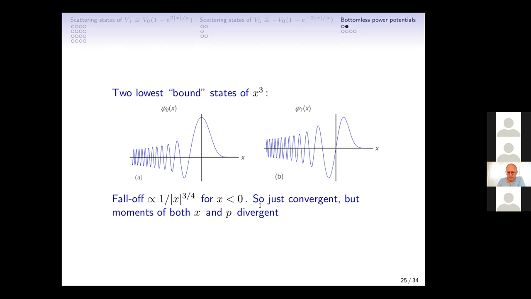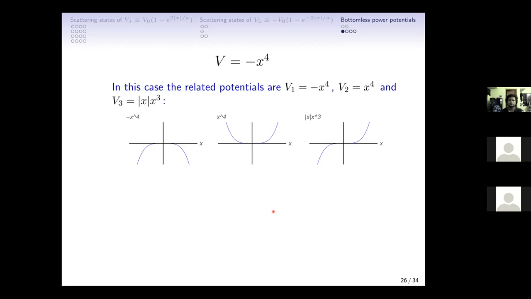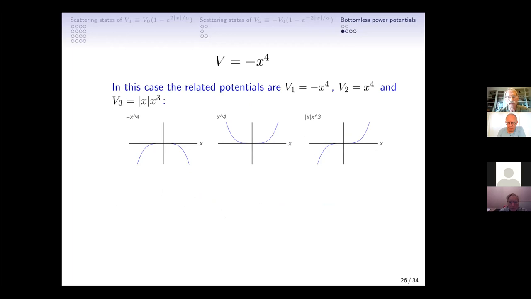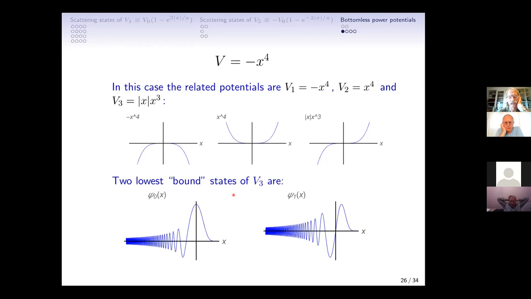What about minus x to the fourth, the famous minus x to the fourth? Well, in this case, the related potentials are the bottomless barrier, minus x to the fourth, the infinite well, x to the fourth, and this thing, mod x cubed, which is like that. And so again, these are the so-called bound states of this final potential, which has got nice bound states on the right-hand side and these funny states on the left-hand side.